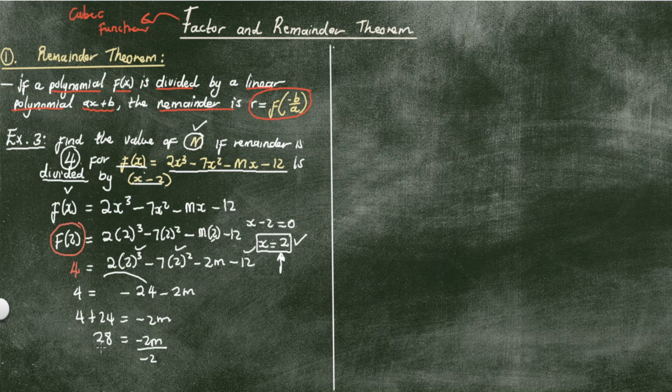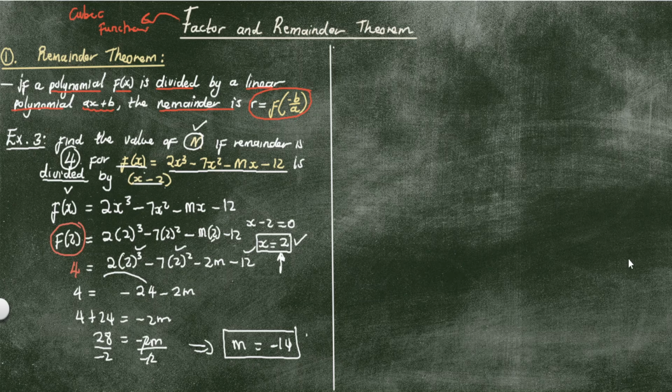We divide by minus 2 and minus 2. M becomes what? 14. Yes, that's 14, I'm just verifying. So m is equal to minus what? 14. So this is the remainder theorem.